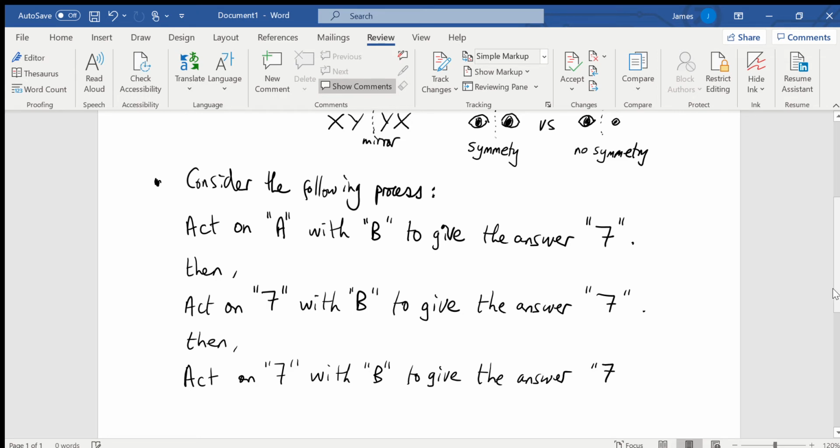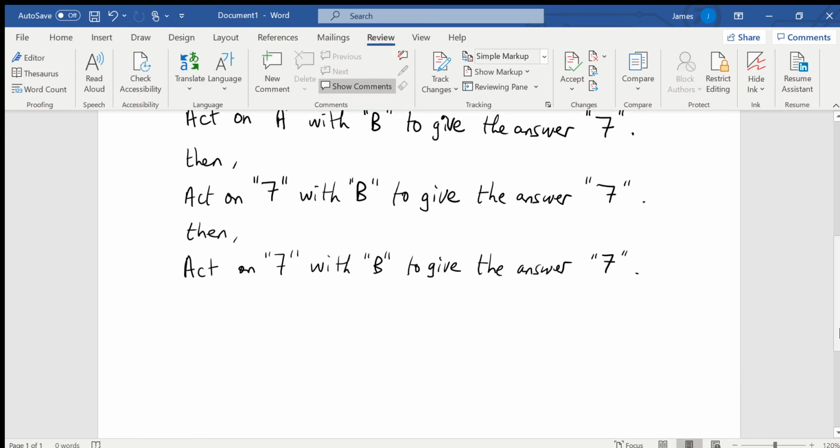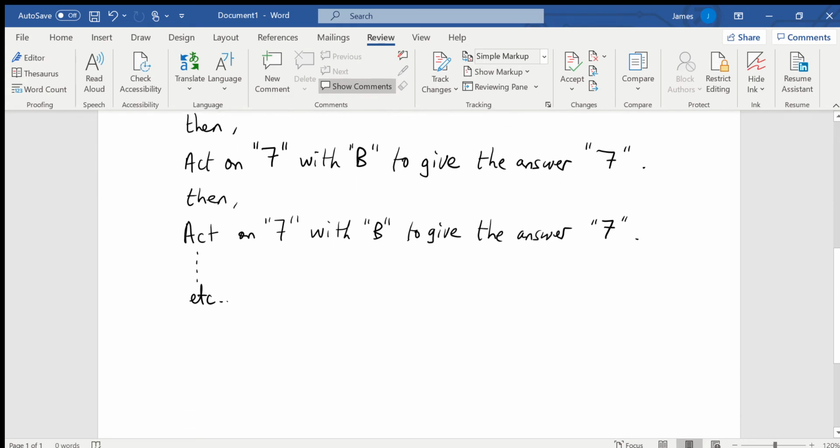Okay, so I've only shown 3 repeats here, but you could carry this on more than 3 times, so let's say an infinite number of times, or better yet, a finite large number of times. So let's repeat. Then what do we know about this process? Whenever I act on A with B, I get 7. And then if I repeat it, now A is 7, I repeat the acting with B again, and I get the same outcome, 7.